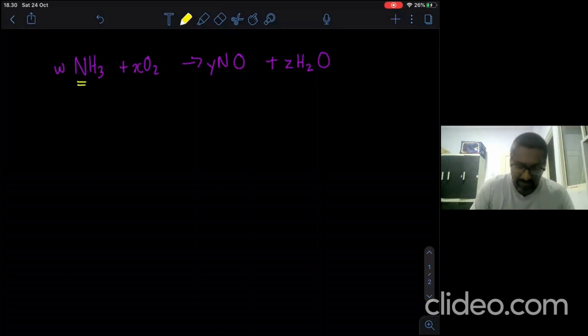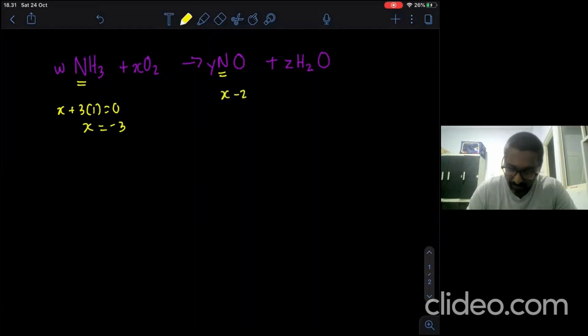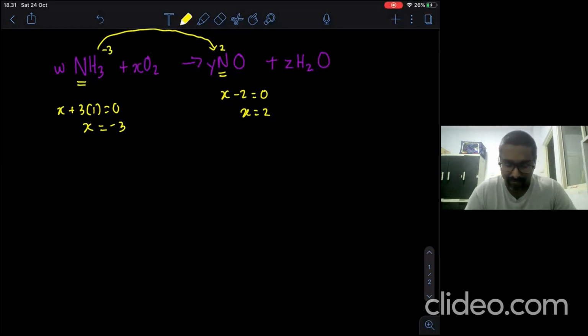This N, you can calculate X. Hydrogen is always plus 1, so 3 times 1 plus X equals 0, X equals -3. And then the N over here, if you calculate, is X minus 2, oxygen is always -2, equals 0, X equals 2. So you can see that from here to here, -3 is going to become 2, and you can see that it's an increase in oxidation number.